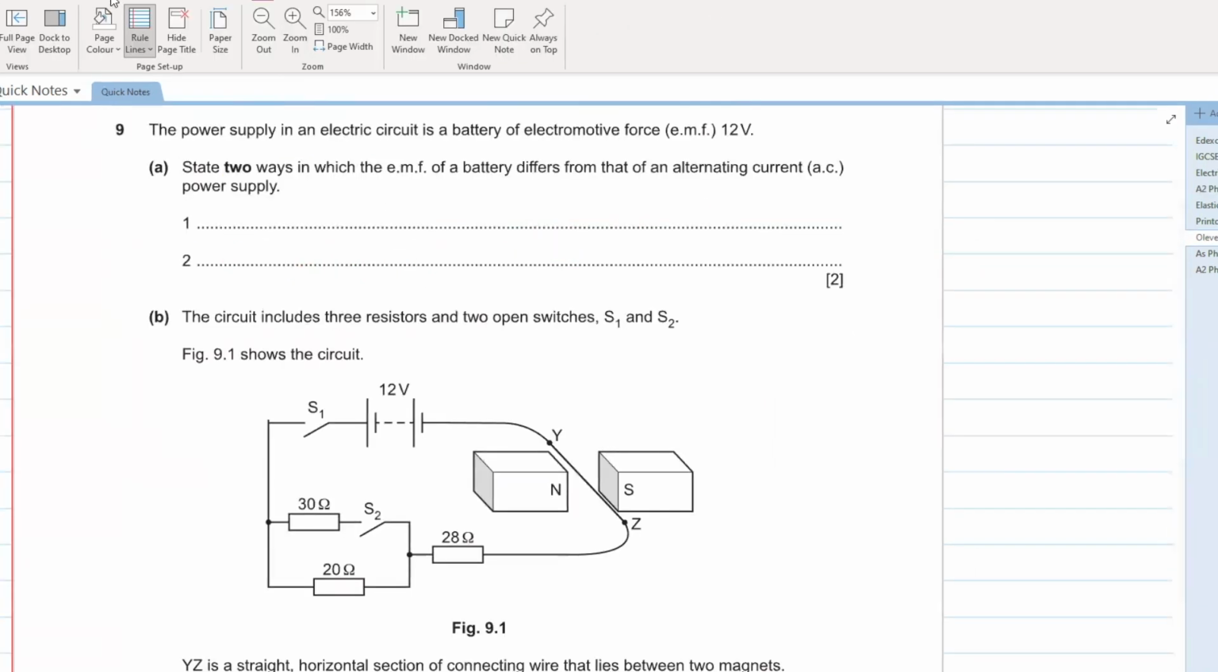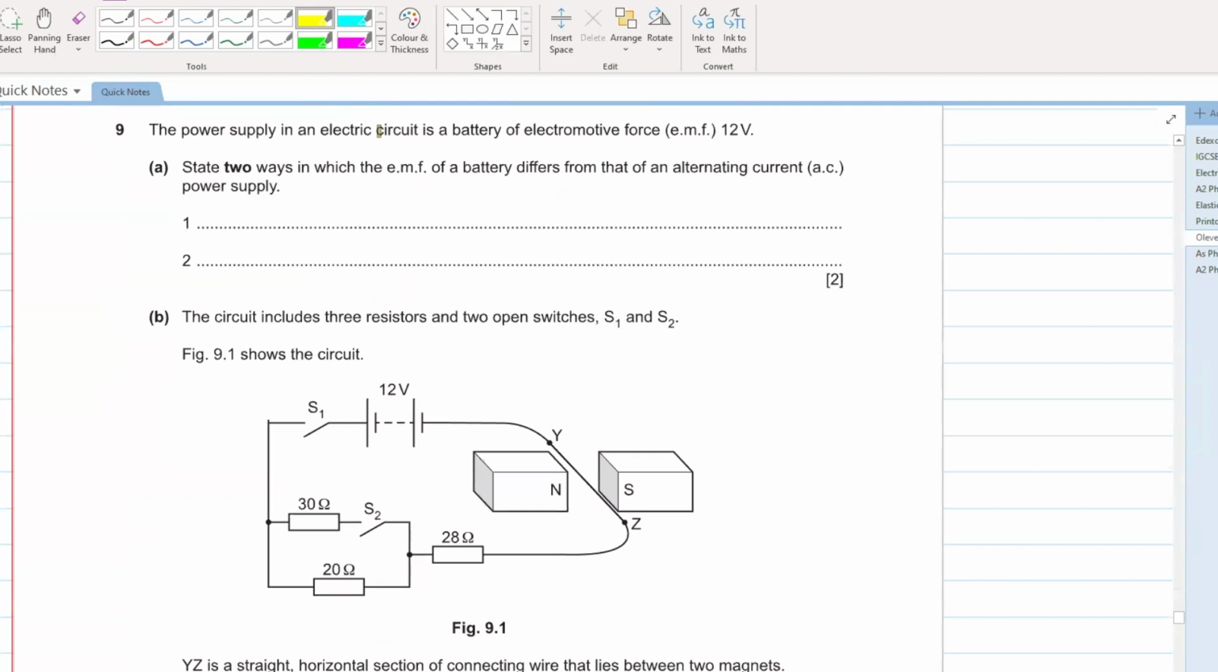अच्छा. The power supply in an electric circuit is a battery of electromotive force 12 volts. State two ways in which the EMF of a battery differs from an alternating power supply. How does an EMF differ from an alternating power supply? बेटा alternating power supply positive negative हो सकती है. Alternating power supply changes direction. However, EMF does not change direction. ये लिख लो यहाँ पे.